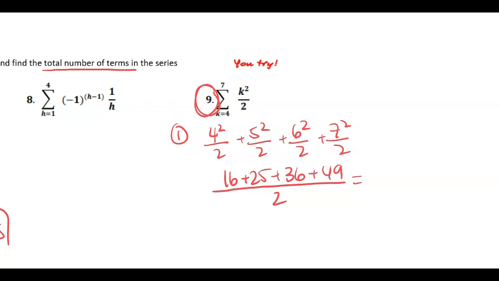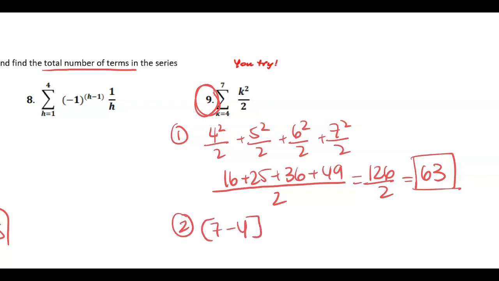So if I add 16 plus 25 plus 36 plus 49, I'm going to get 126. And 126 over 2 is just 63. That's my sum. That's my evaluation of my summation symbol. The last part of this, I'm going to take my upper bound and my lower bound and subtract them, and then I'll add 1. 7 minus 4 is 3. 3 plus 1 is 4. There should be 4 terms in this question.